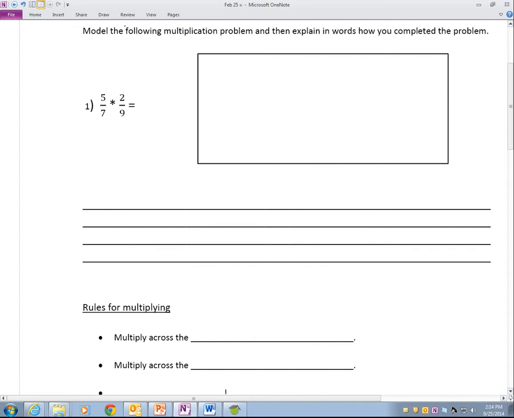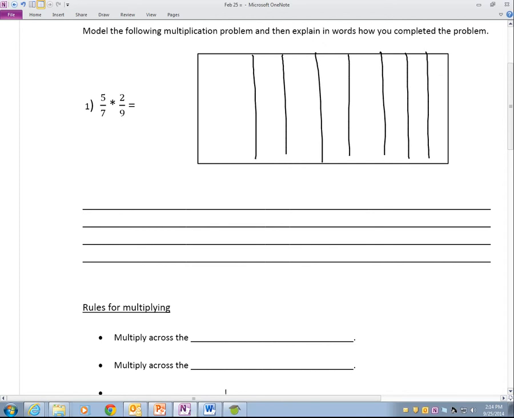We have two different sides here. We have sevenths and we have ninths. Since this is the longer side here, I'm going to split it up into ninths that way. So in order to do ninths, I'm going to cut it in thirds. Each of these thirds, I'm going to cut into thirds. 1, 2, 3, 4, 5, 6, 7, 8, 9. And sevenths. 1, 2, 3, 4, 5, 6, 7.